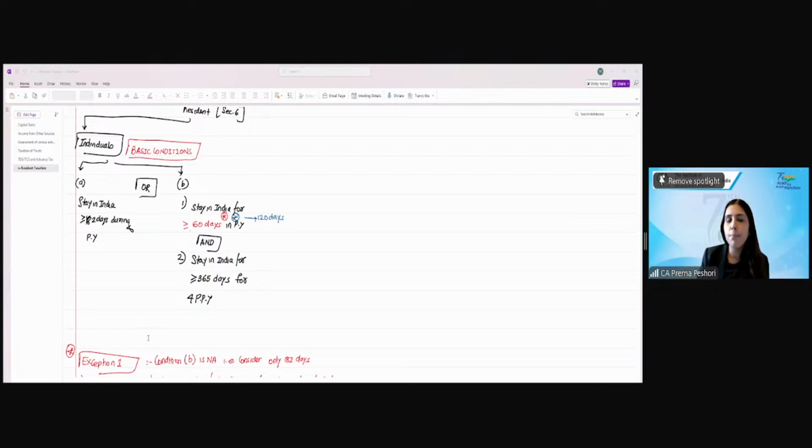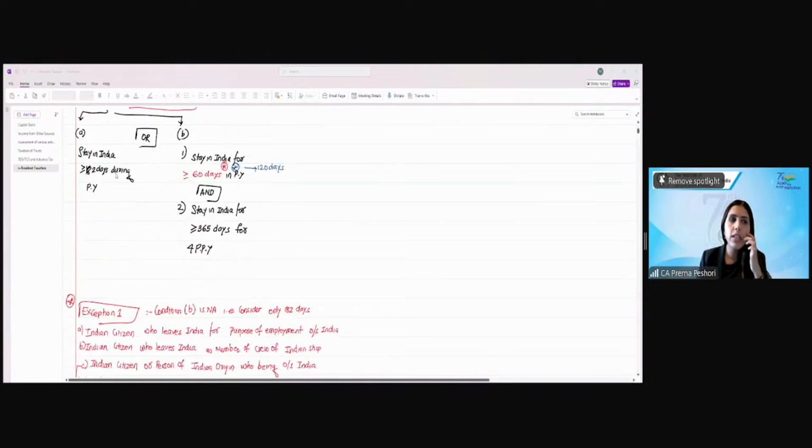Because if I'm going out for employment, if I've always been a resident of India, I would be present at least for 60 days. It is possible that I may leave for US employment after September, after October. So 60 days will easily get satisfied. And I have never gone outside India for more than 10, 12, 15 days. So obviously my stay in India would be more than 365 days for the 4 preceding previous years. That's the reason why for Indian citizens who are going outside for employment, only this condition A is being considered.